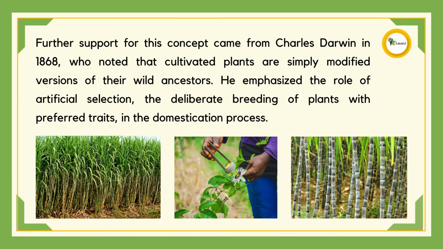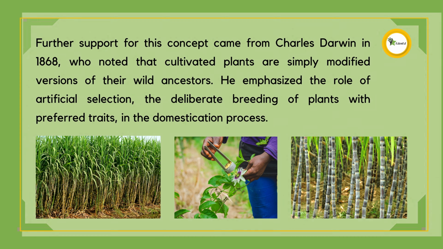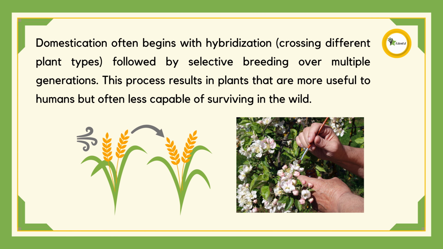Further support for this concept came from Charles Darwin in 1868, who noted that cultivated plants are simply modified versions of their wild ancestors. He emphasized the role of artificial selection, the deliberate breeding of plants with preferred traits, in the domestication process. Domestication often begins with hybridization, crossing different plant types, followed by selective breeding over multiple generations. This process results in plants that are more useful to humans, but often less capable of surviving in the wild.